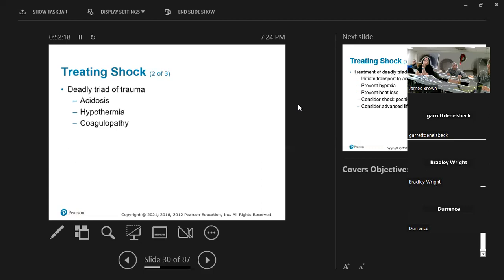Okay, so this is an interesting thing. They added this one since I went through, but the deadly triad of trauma: acidosis, hypothermia, and coagulopathy. I already referenced it in the class, but how does acidosis come into effect here? Okay, so how does that occur? Yep, that anaerobic state that hypoperfusion causes.